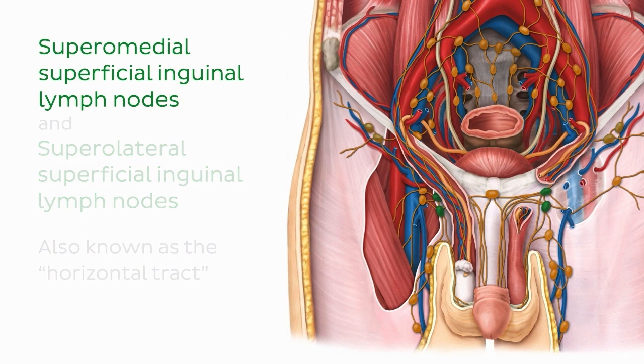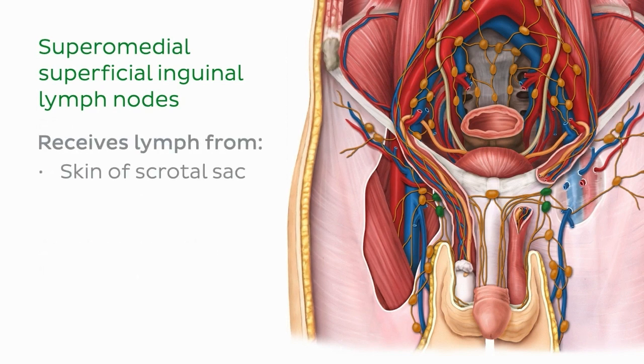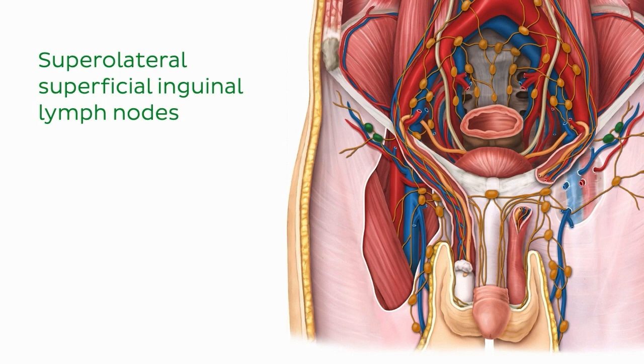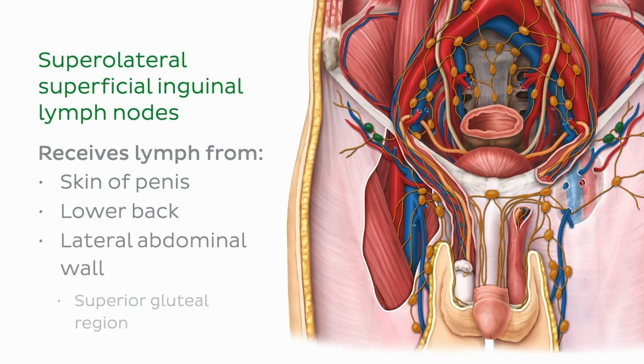The superomedial superficial inguinal lymph nodes receive lymph drained from the skin of the scrotal sac, the external genitalia, the perineum, and the anal canal. The superolateral superficial inguinal nodes, on the other hand, primarily receive lymph drained from the skin of the penis, the lower back, and lateral abdominal wall, as well as the superior gluteal region.